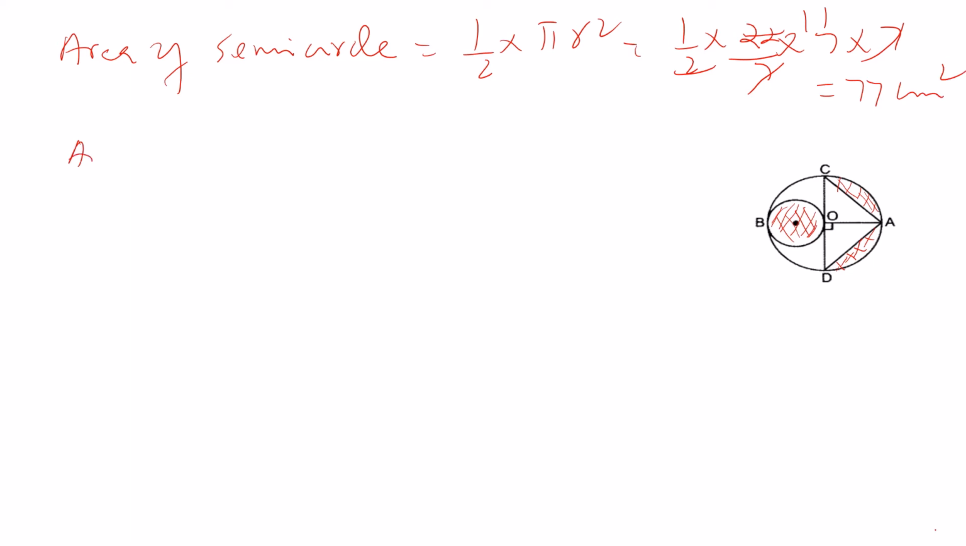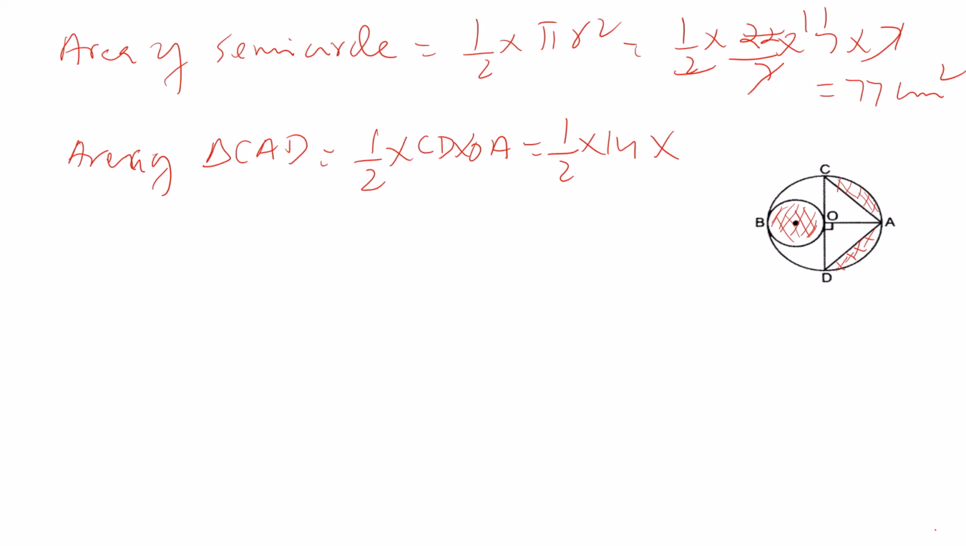Now we have to find out the area of triangle CAD. So half into base into altitude, which is half into 7 plus 7 is 14, that is CD 14, OA 7, cancel, we will get 49 centimeter square.